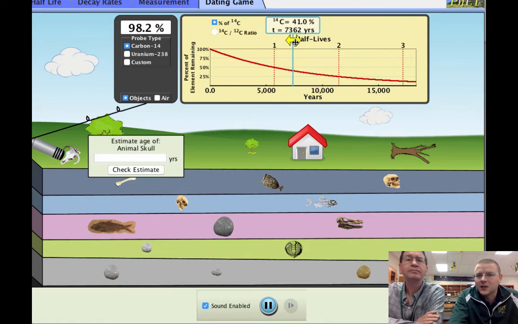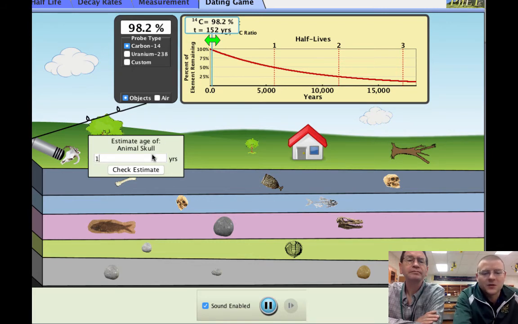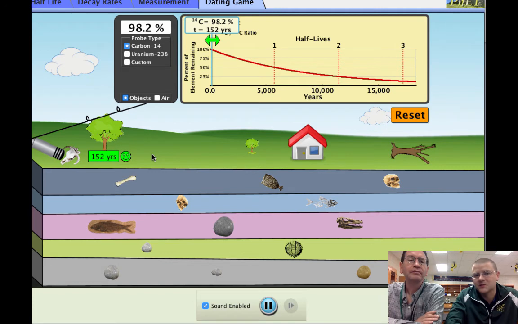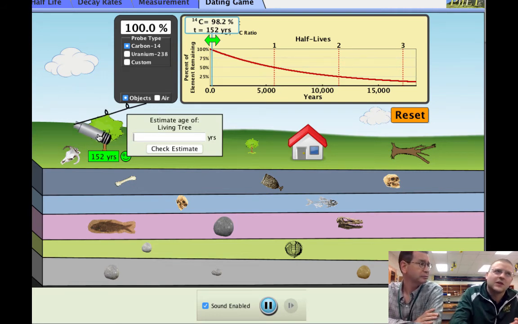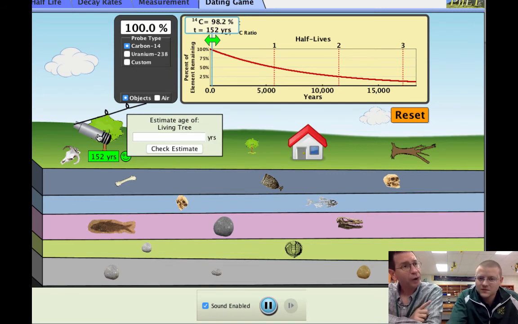So moving the slider bar here to that exact percentage of carbon remaining, you can see that 98.2% of carbon gives you 152 years old for the animal skull. And a very happy little smiley face. If I moved it over to the tree, it's at 100% carbon. It's because it's still alive. So it still might be old. I mean, it's been living, but radiometric dating only gets things when material starts to decay. Because when a living thing dies, it doesn't replace the carbon-14 any longer.